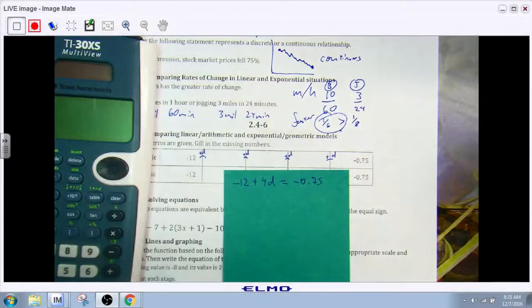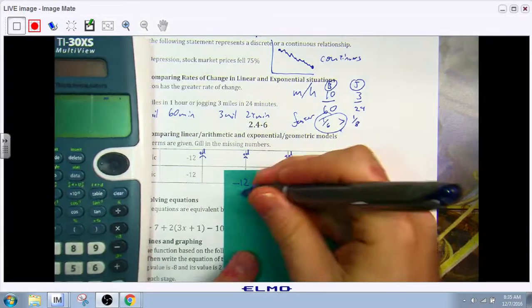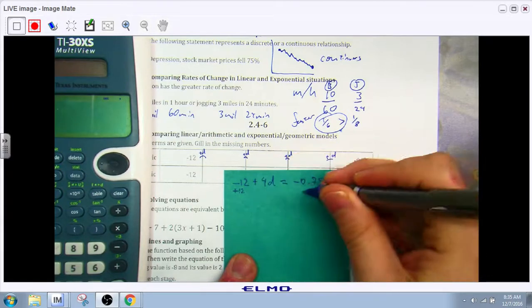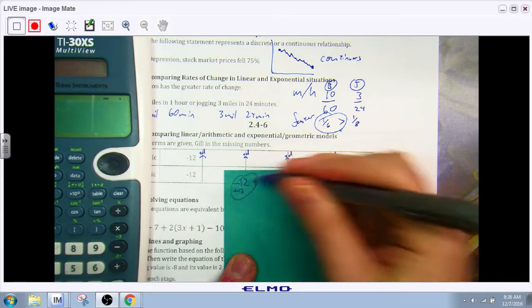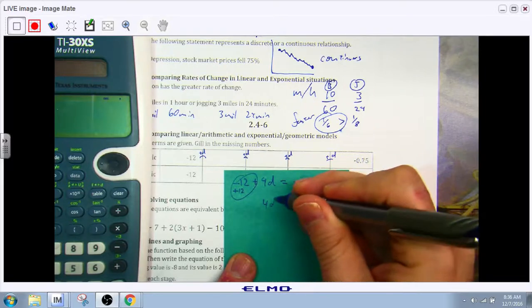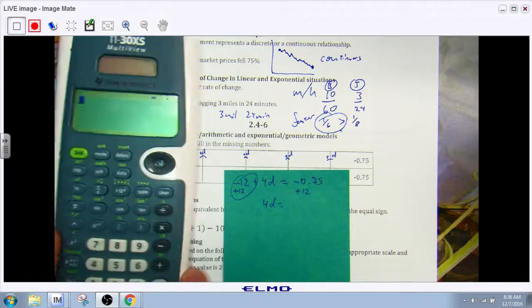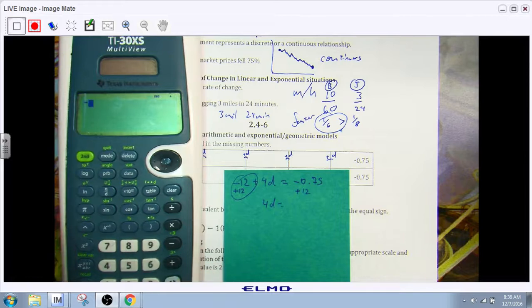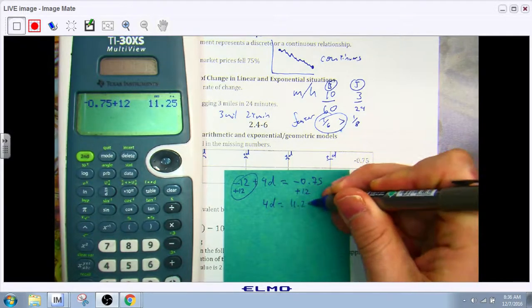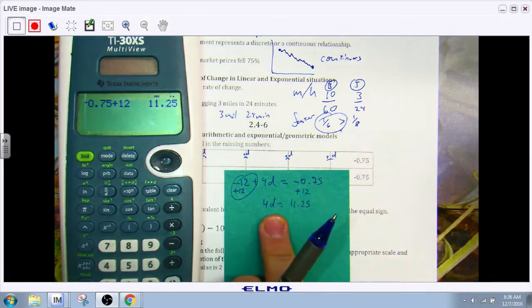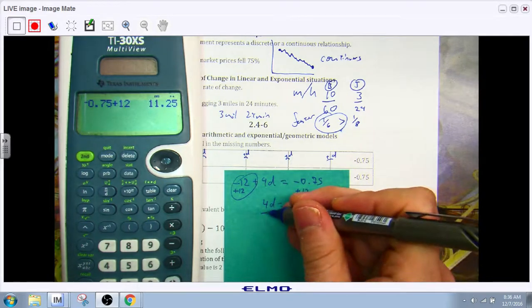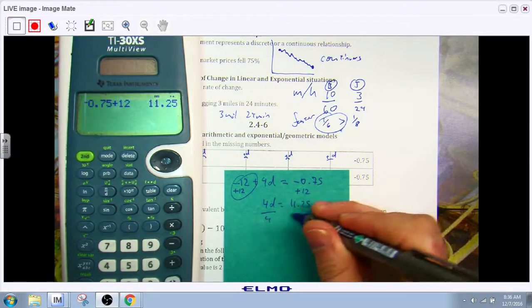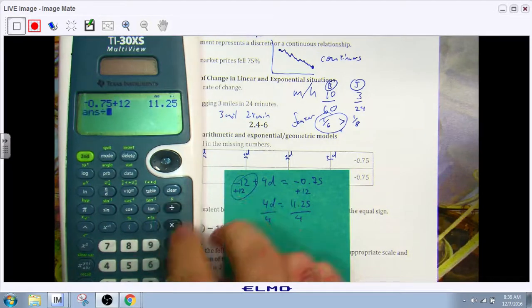So let me grab my calculator here. I have to add 12 to both sides to get this to cancel. That becomes 0, so I have 4d equals negative 0.75 plus 12, which gives me 11.25. And now I want to get d by itself, so I'm going to divide by the number multiplying it, 4, divide by 4, divide by 4.